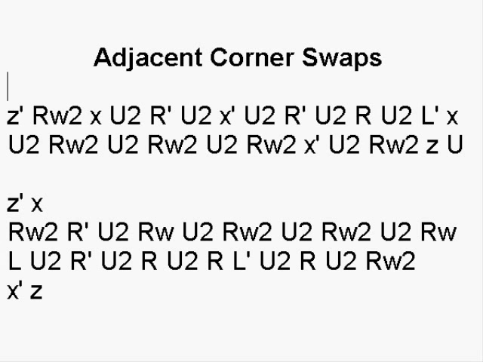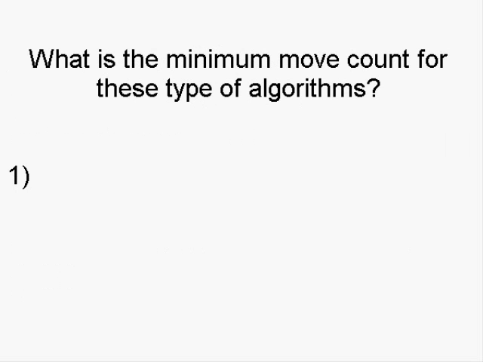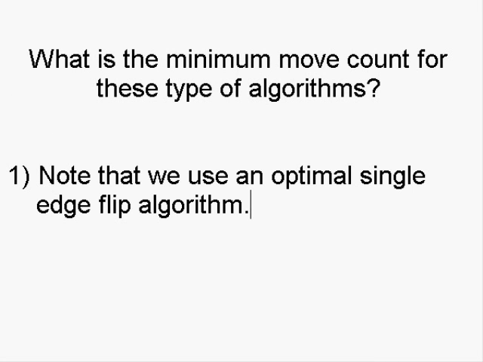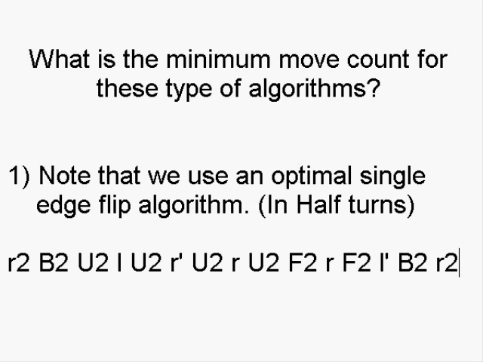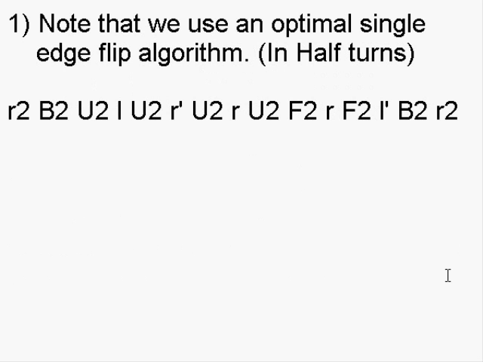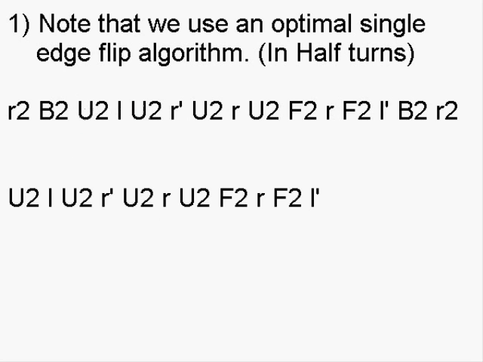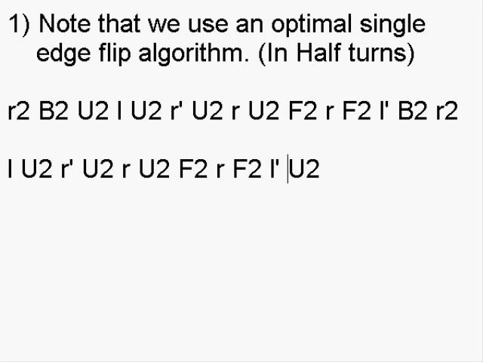It's 19, and I'll show you why I believe it's 19. First of all, we used an optimal single edge flip algorithm, and of course I'm referring to half turns. In quarter turns, it's definitely not optimal being 25, because I have an algorithm that's 19 in another one of my videos. But in half turns, in this move count, it is optimal being 15 moves. And based on the adjustment we made, where we took the base and added a U2 setup move to it, which didn't really add any moves at all, these two moves canceled, leaving you with this as the end result.